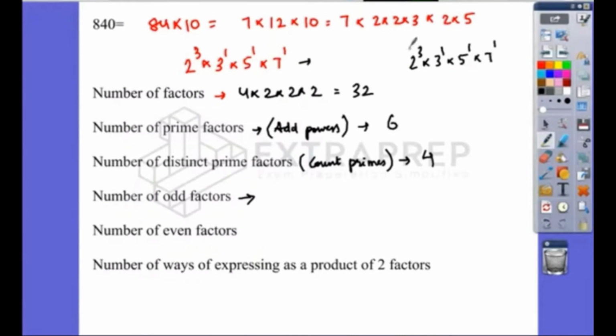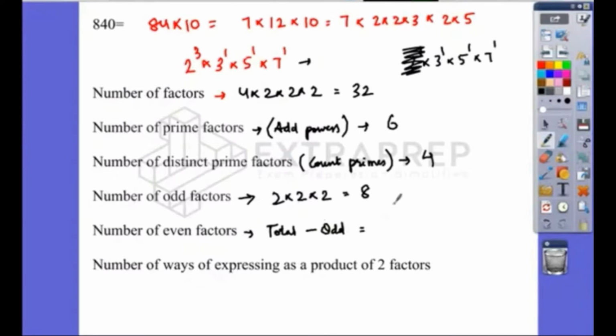To get the number of odd factors, neglect the even one and find the number of factors directly. So you will not consider the even power and you will find the number of factors for the remaining. The powers are 1, 1, 1. So plus 1 and plus 1, you will get 8 as the number of odd factors. Is it understood? To get the number of odd factors, you will neglect the even term and find the number of factors. Then the number of even factors is total factors minus odd factors.